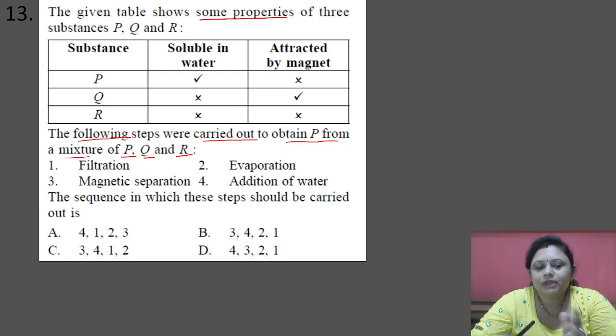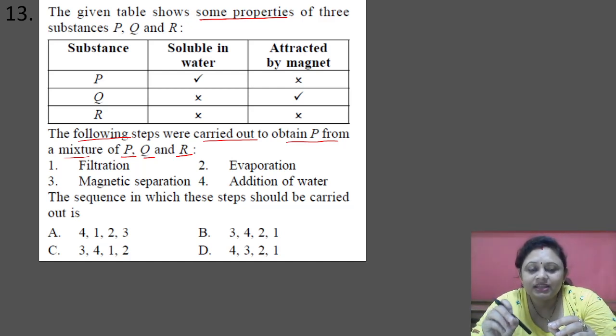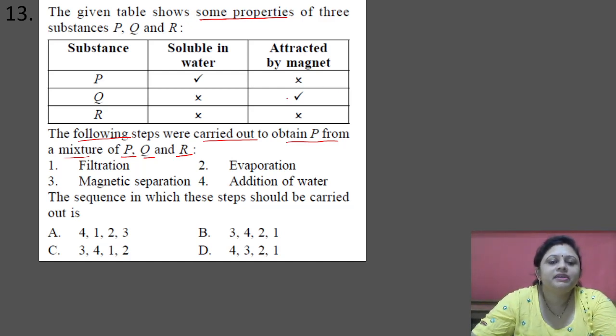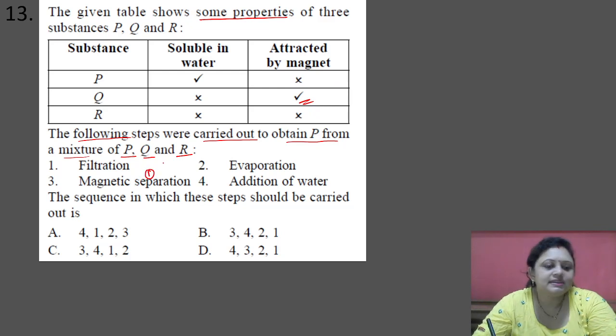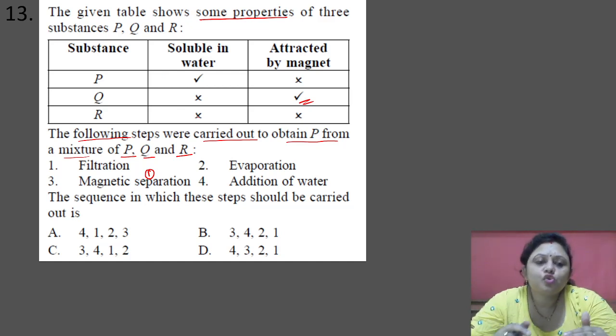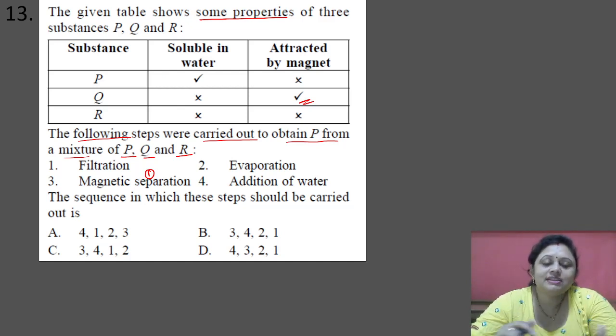So if P, Q and R are mixed, if we have any mixture of any substances, first what we need to do is find out if there is the presence of any magnetic substance or not. Here, yes, there is a substance Q which is attracted by magnet. So the first thing that we should follow is magnetic separation. Then Q is separated and we are left with P and R. P is soluble in water, R is not soluble in water.